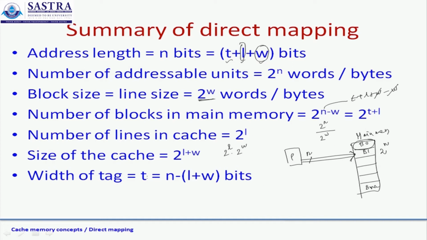Width of the tag we can get from this formula: n minus (L plus W). We can get this L from the number of lines. We can get this W from the number of words per line. So we can get these two, and we know n, so T we can obtain.